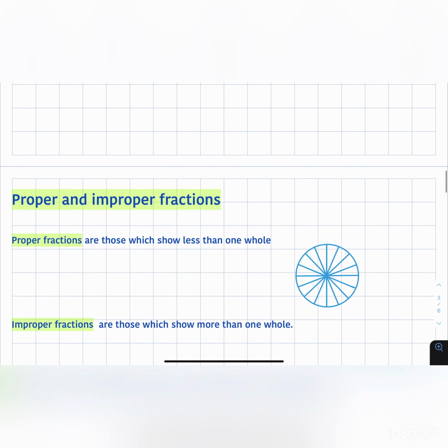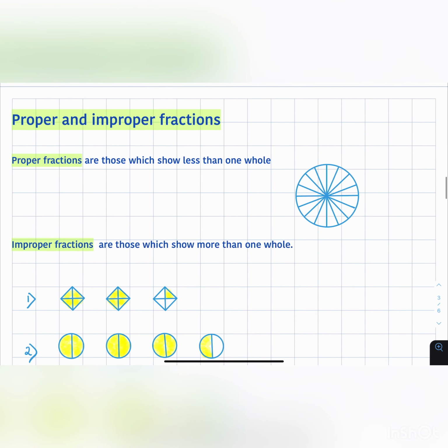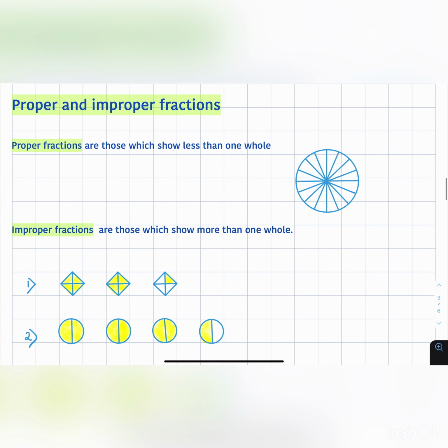And then the next set of fractions I have taken in this series is proper and improper fractions. Let us first understand what a proper fraction is. Proper fractions are those which show less than one whole. Always they show less than one whole. I have taken one complete circle. Let me shade some part of this circle.